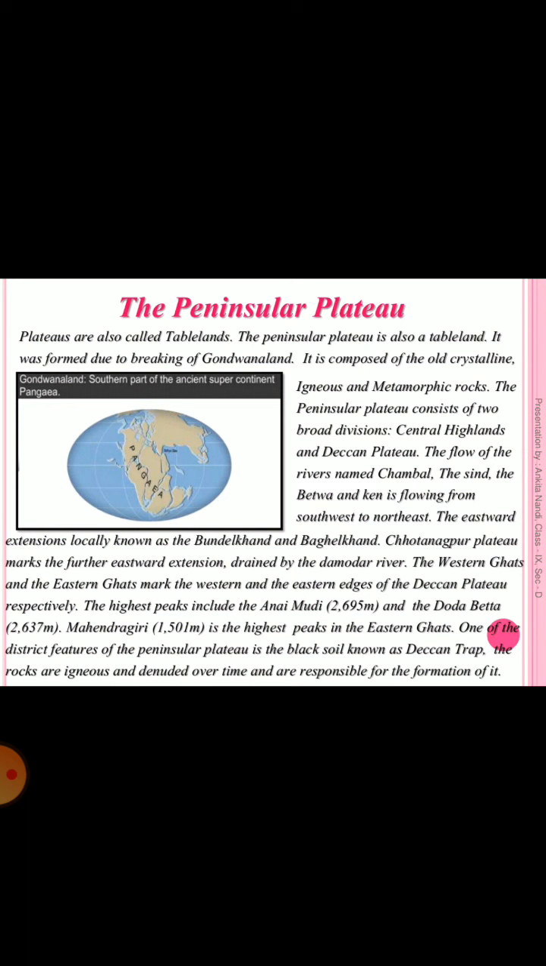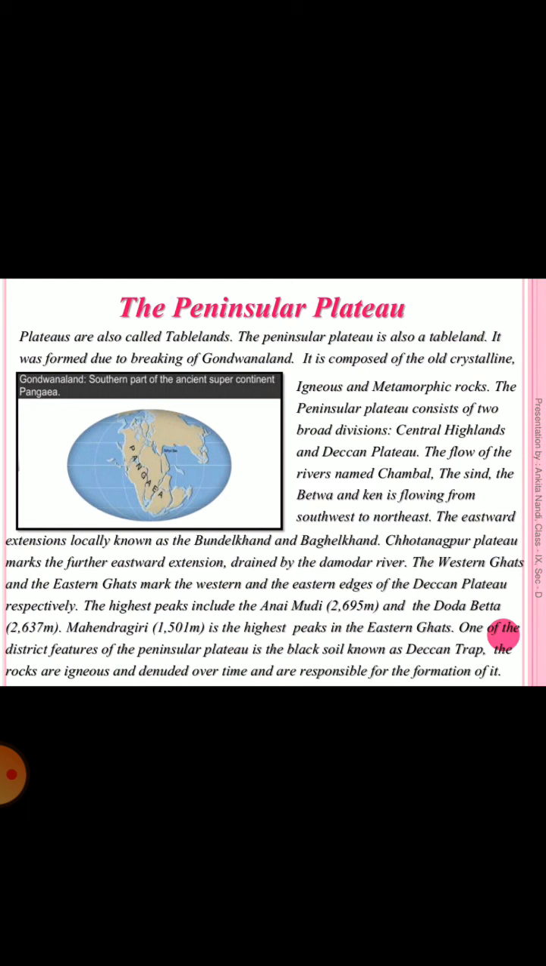So the Peninsular Plateau region of India has been divided into two parts by the river Narmada. The region in the north of river Narmada is known as the Central Highlands, and the region to the south of river Narmada is known as the Deccan Plateau.